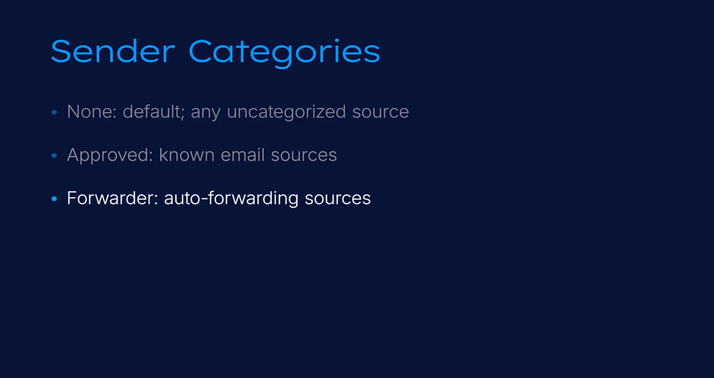Forwarder relates to email sources that forward your messages automatically. This happens with mailbox rules or distribution lists. For scenarios where DKIM passes but the sender isn't in your domain's SPF record, these emails show up as forwards with a gray bar.